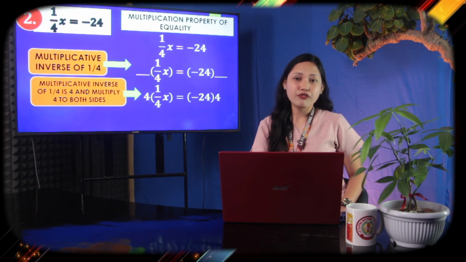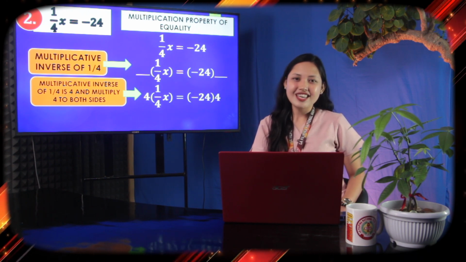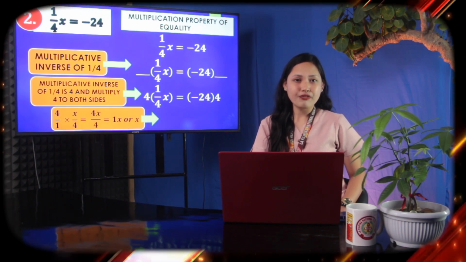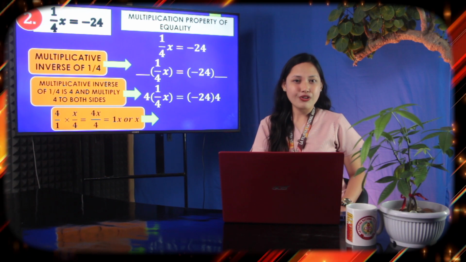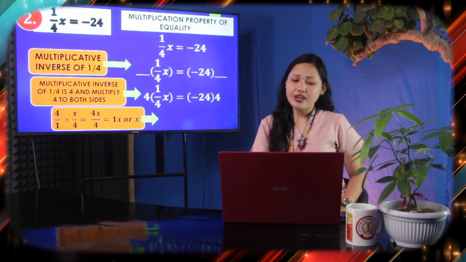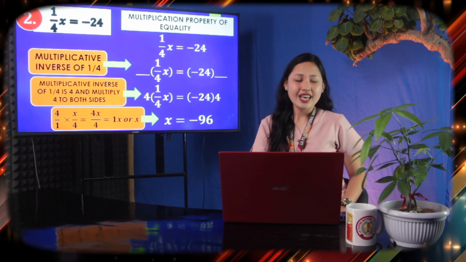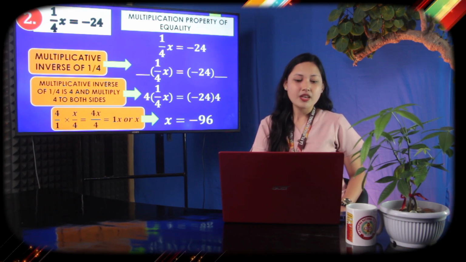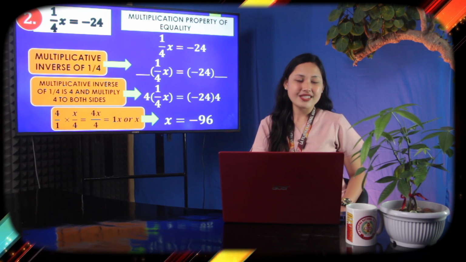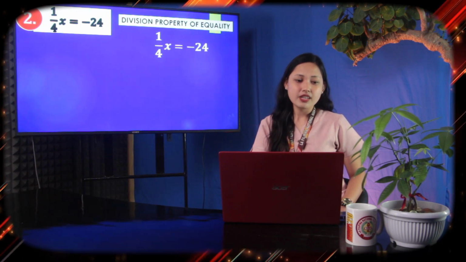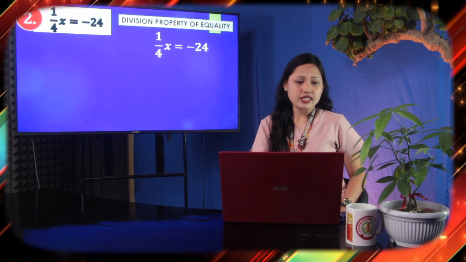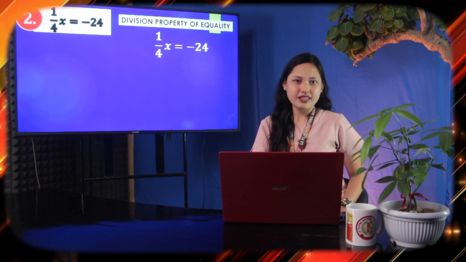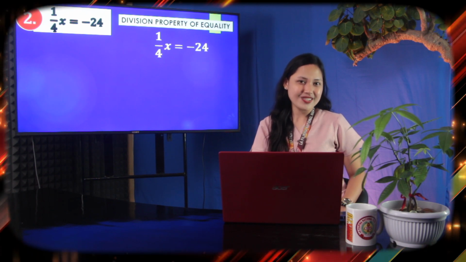So we have 4 times 1/4 x equals negative 24 times 4. And 4 times 1/4 x equals 4x over 4, and 4x over 4 equals 1x or x. And negative 24 times 4 equals negative 96. So we have the value x equals negative 96. What if we find the value of x in 1/4 x equals negative 24 using the division property of equality? Do they have the same answer?